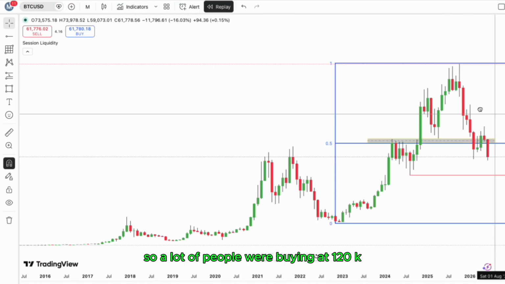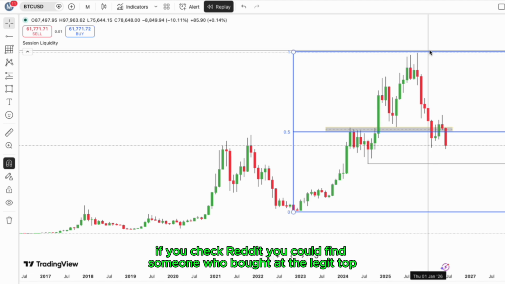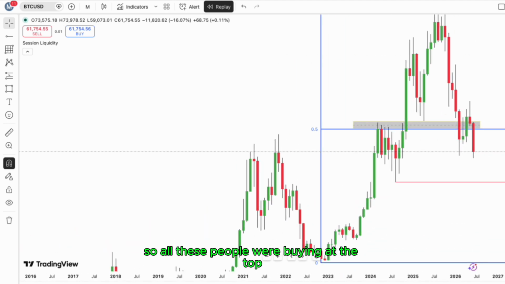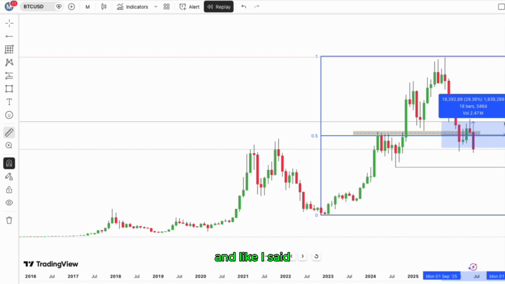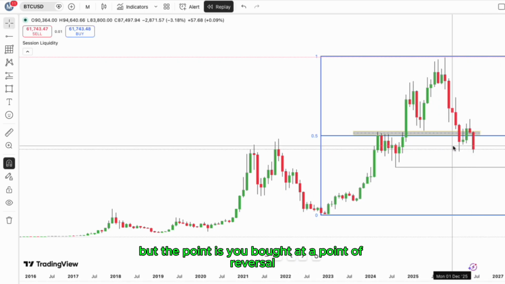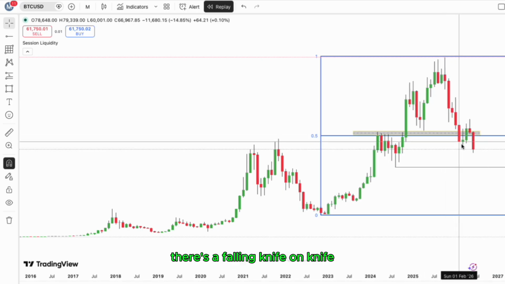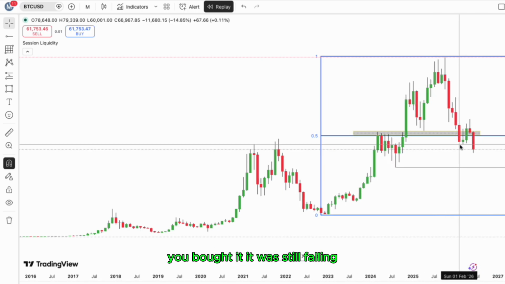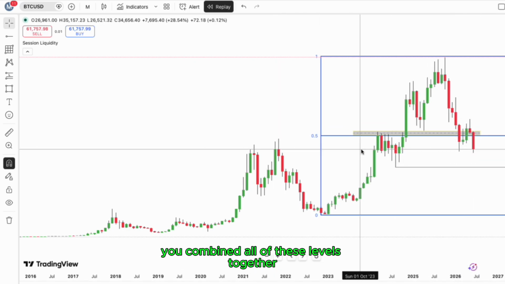So a lot of people were buying at 120K, 110K. I'm sure if you check Reddit, you could find someone who bought at the legit top. So all these people were buying at the top while you could have been buying at the bottom. And like I said, the long-term structure, maybe Bitcoin keeps going down. But the point is, you bought at a point of reversal. These guys, they just bought it when there was a falling knife. You bought it, it was still falling. But after you bought it, it started going up because you combined all of these levels together.